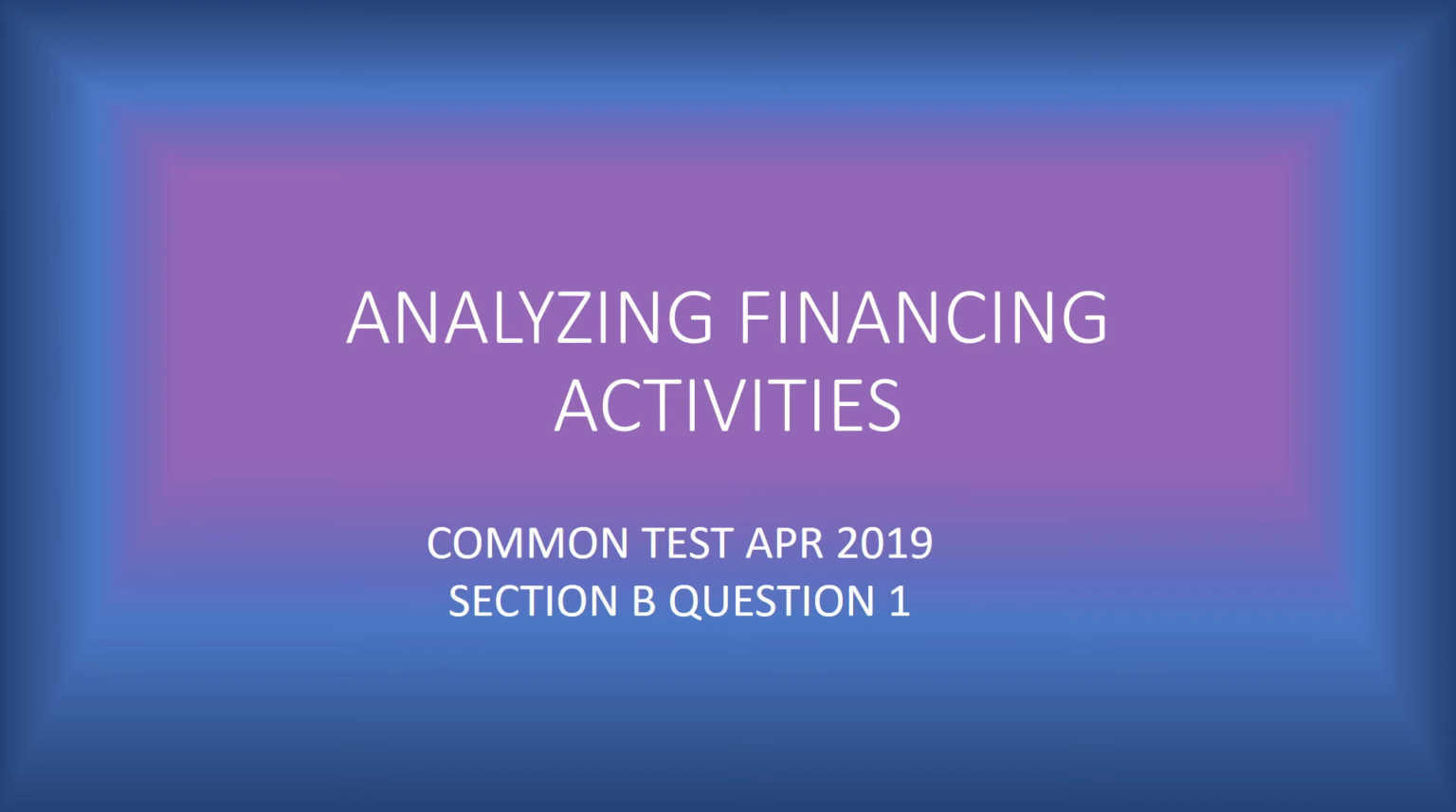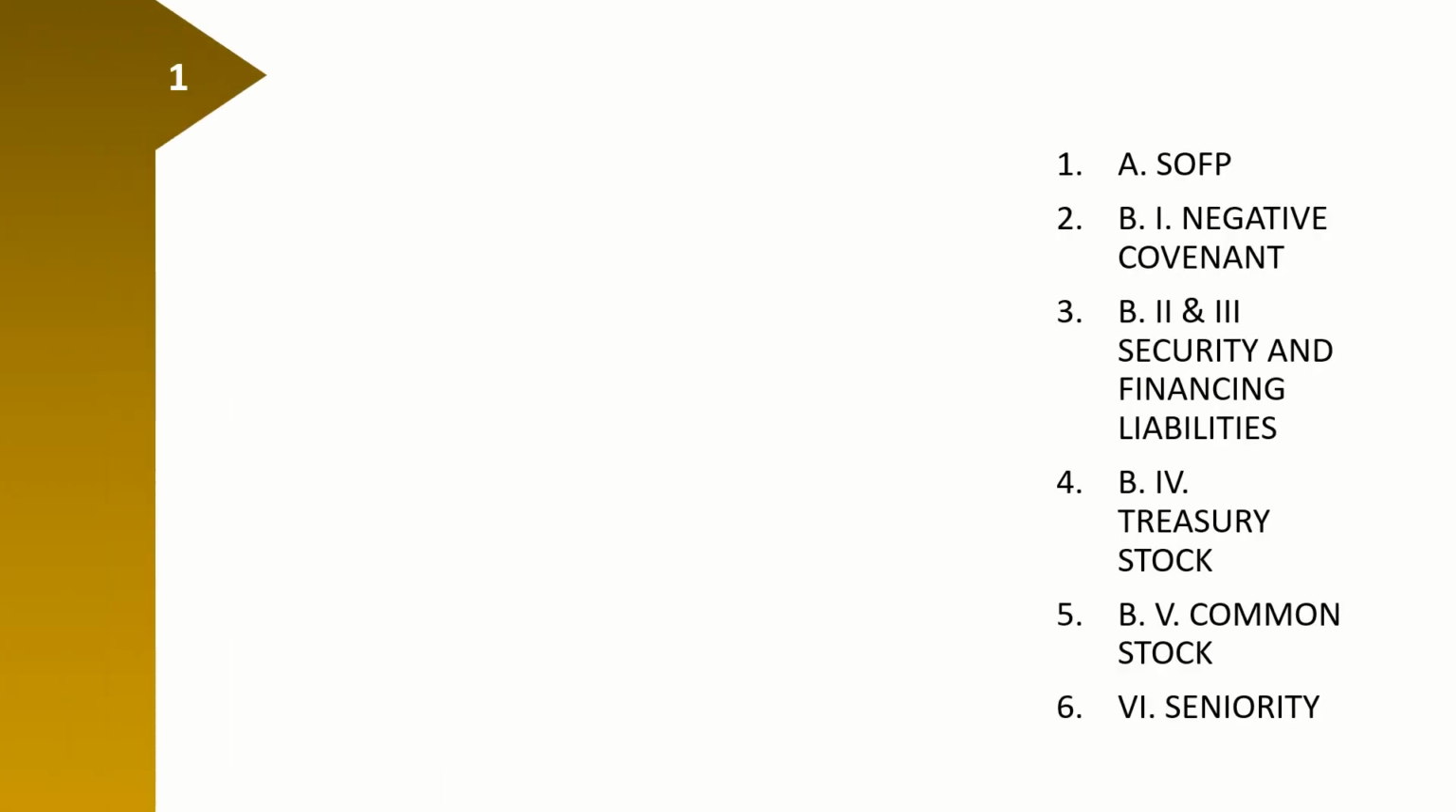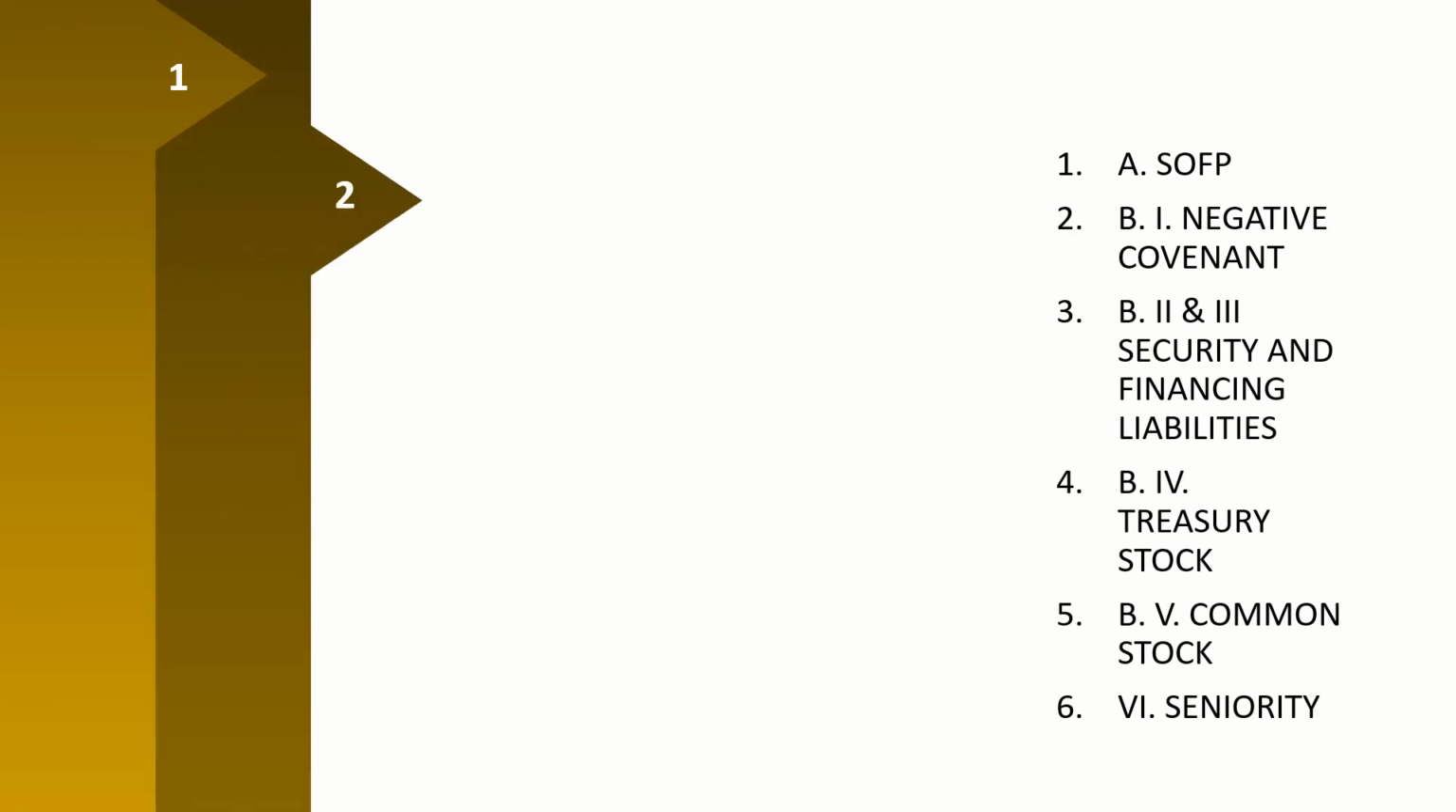In this video, I will explain the answer for section B, question 1 from the common test April 2019. First, question A: you are required to prepare a standardized statement of financial position as at 31st December 2018, equity and liability section only.